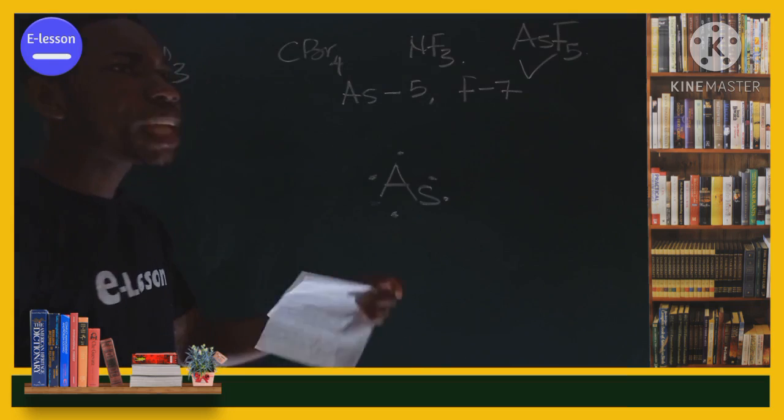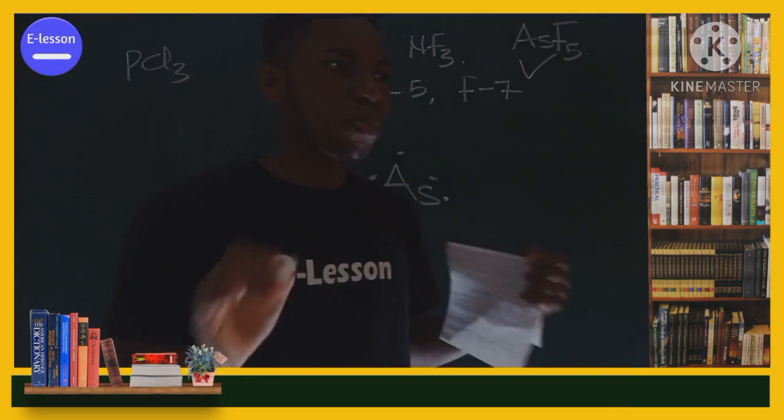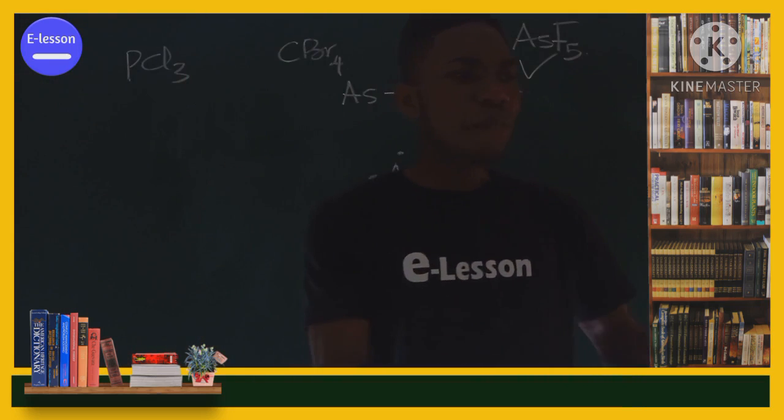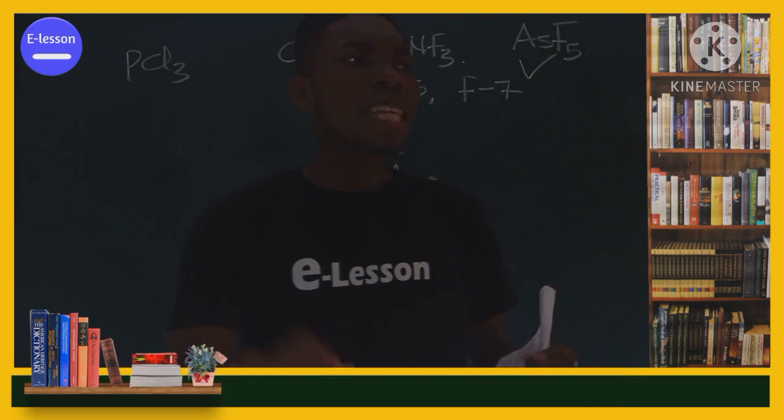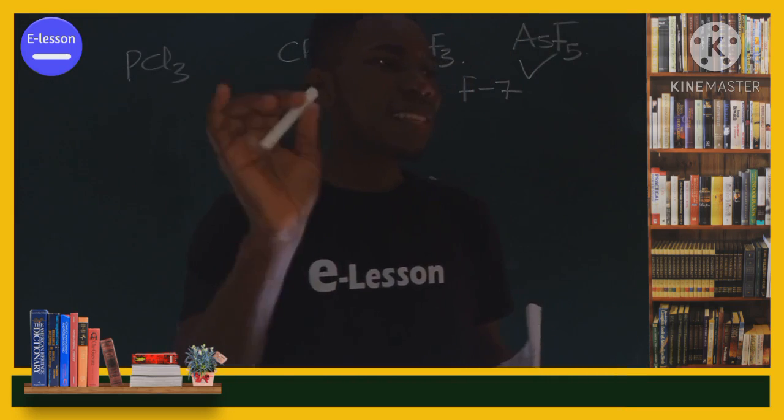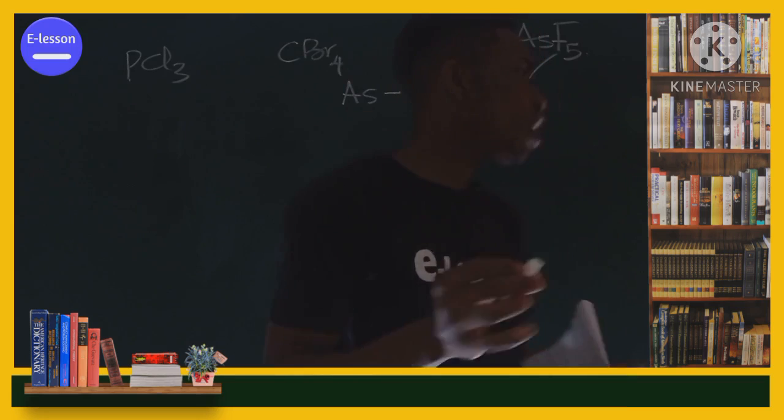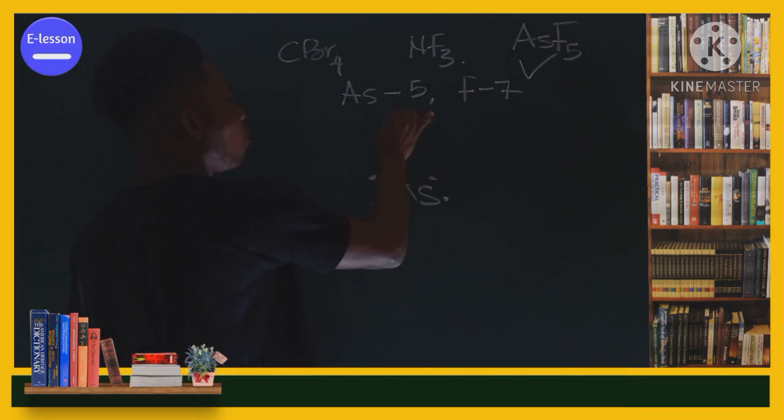Now, fluorine has 7 valence electrons. Each of the fluorine brings 7 electrons. But fluorine needs 1 electron each from arsenic to complete its outermost shell. So what are we going to get? We have fluorine here with 1 electron coming. Then we have the other lone pairs bonded to fluorine.